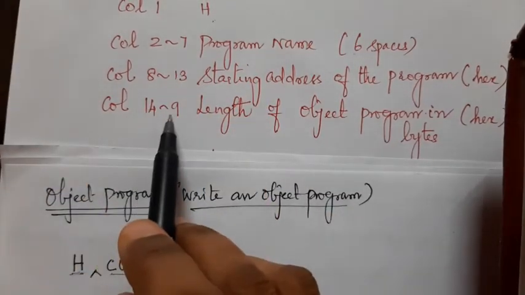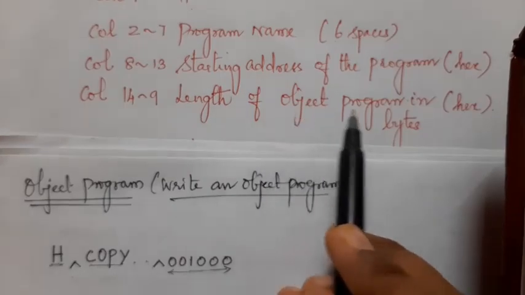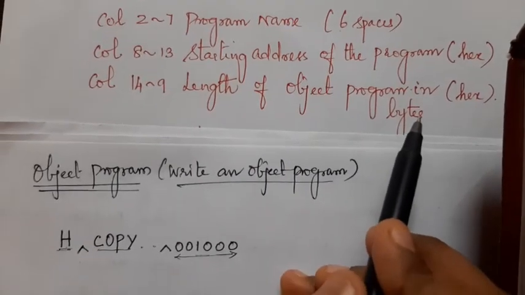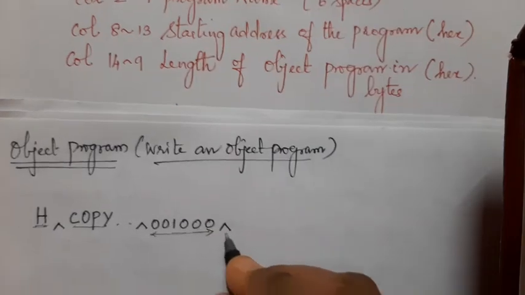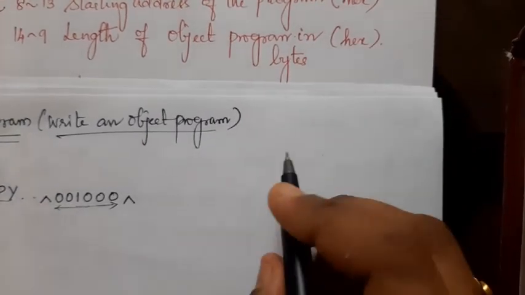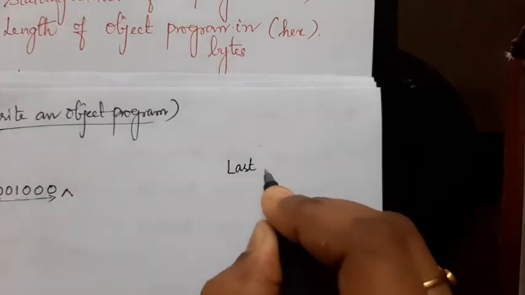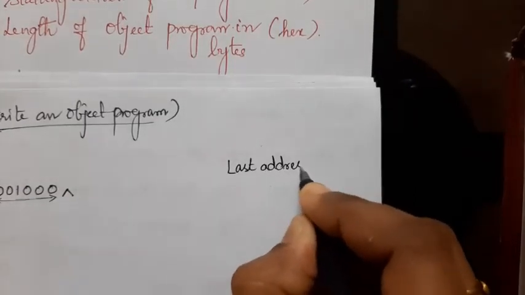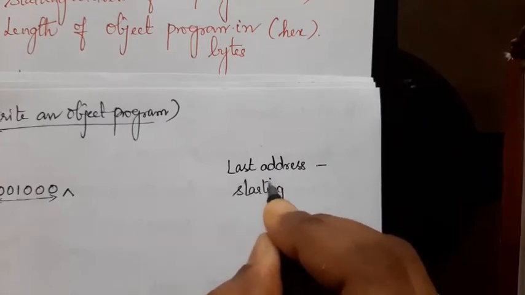Next instruction is what? Column 14 to 19. It occupies again 6 spaces. Length of the object program in bytes. So, have a separator over here. The length of the object program in bytes means what? How do you calculate the length of the object program? There is a formula: last address minus starting address.